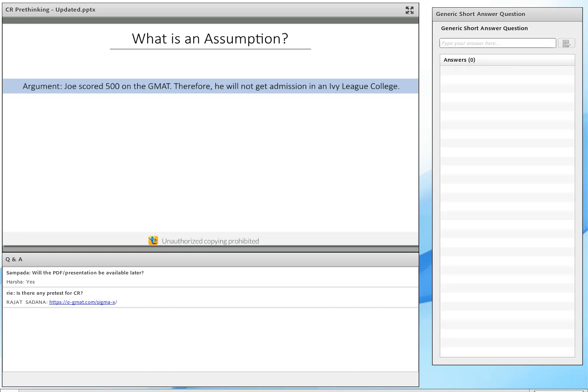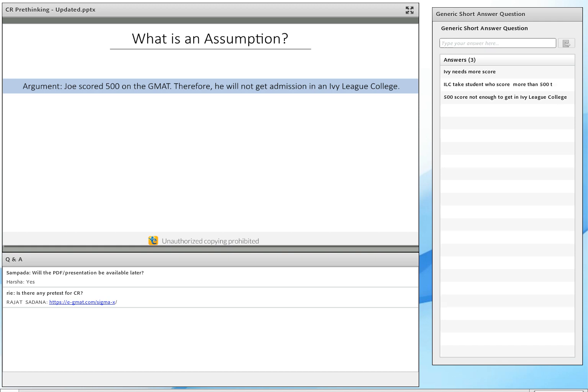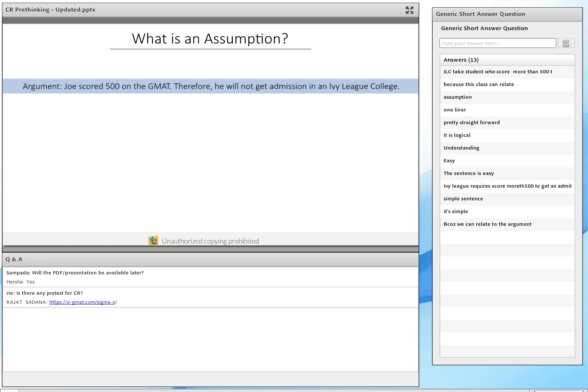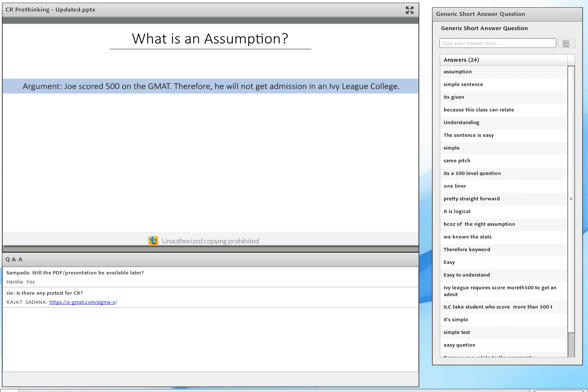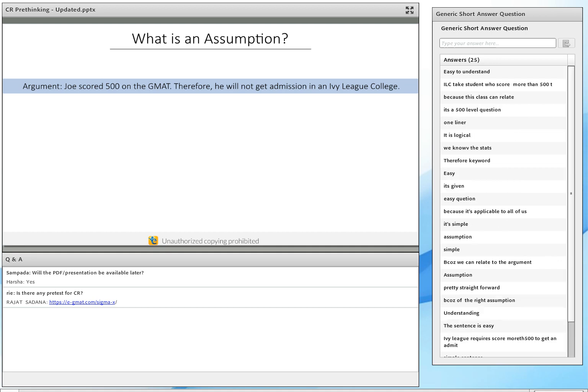Let me ask a more important question. Why do you think everyone was able to get to this answer? Or why do you think a majority of this class was able to get to this? It's a simple sentence. It was a one-liner, okay? I can give you a one-liner where you will falter. But what does it mean that it was a simple sentence?